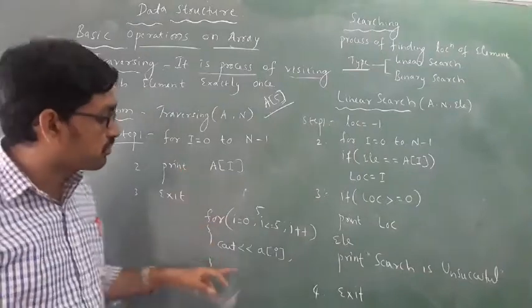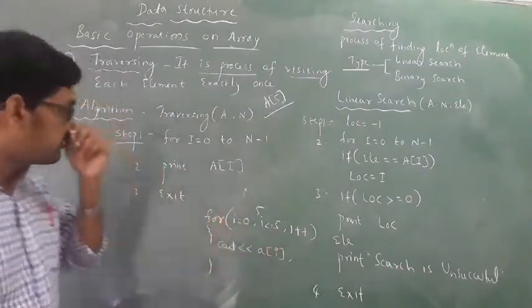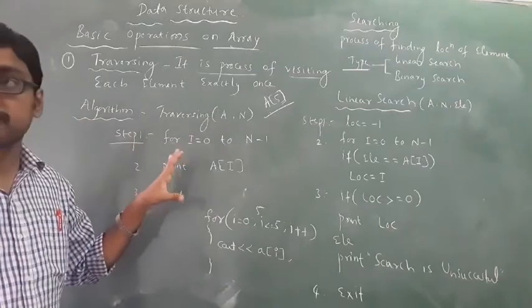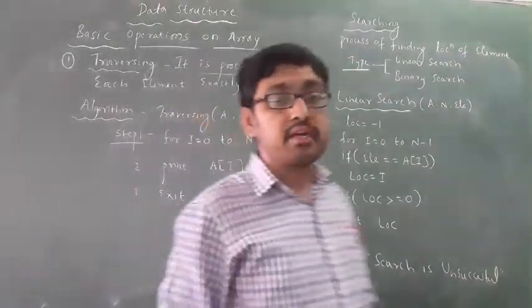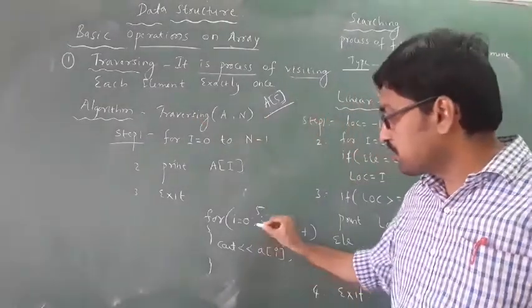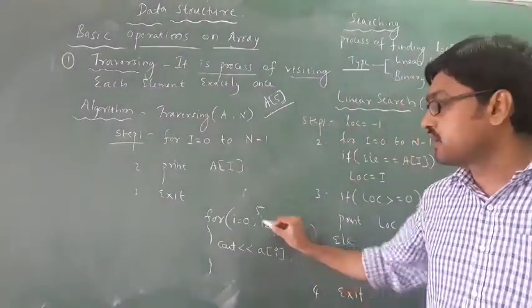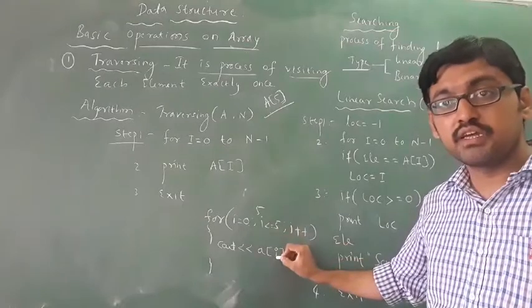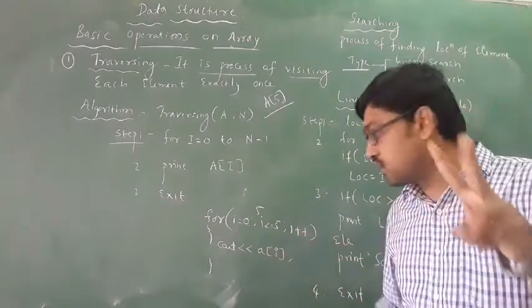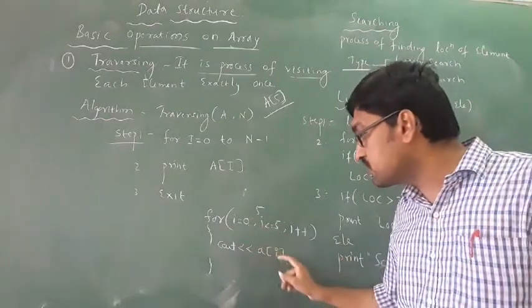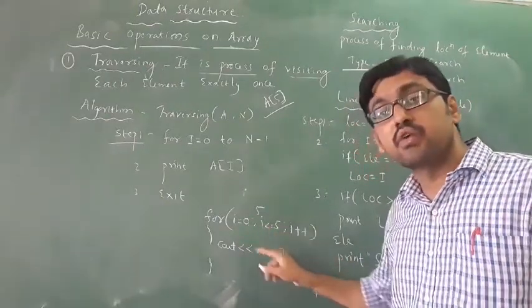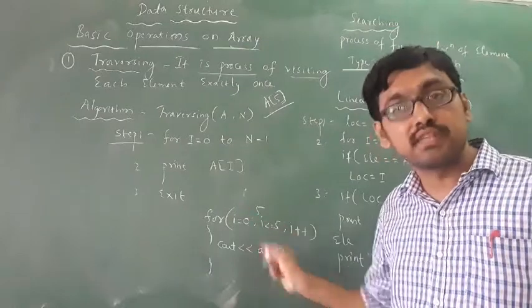This is a programming example. This is a traversing algorithm. Traversing algorithm means the element can travel from one point to another point exactly once. Okay, 0 is not visited 2 times, only 1 time it will be visited. Next time 1 will be visited, next time 2 will be visited. Like this, this process is called traversing.